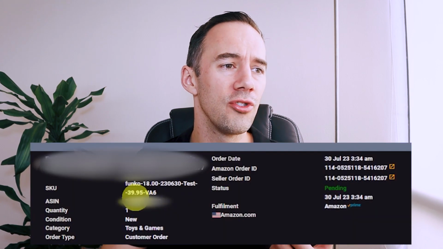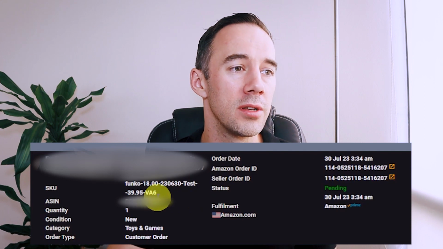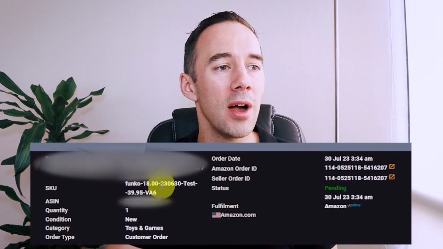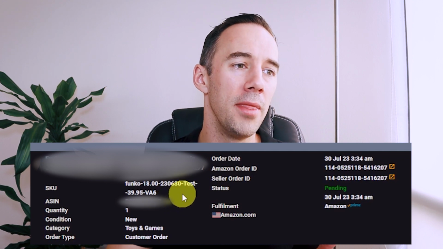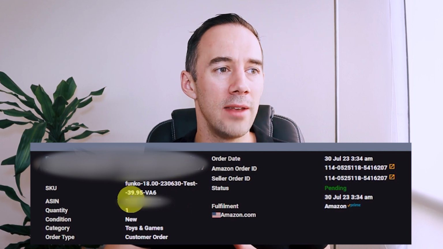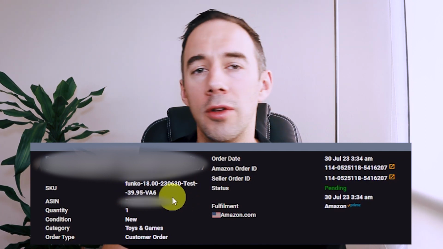For example, if I were to show you this SKU right here, now for all my SKUs, we use the ultimate sourcing sheet, and that actually encodes the purchase date within the SKU. You can see here, for example, this product, it was a Funko product, we bought it for 18 bucks. It was purchased on the 23rd of the 6th, 30th, so year, month, day, it's a test purchase, and we thought we'd sell it for $39.95, and my VA number 6 was the one who found that product.